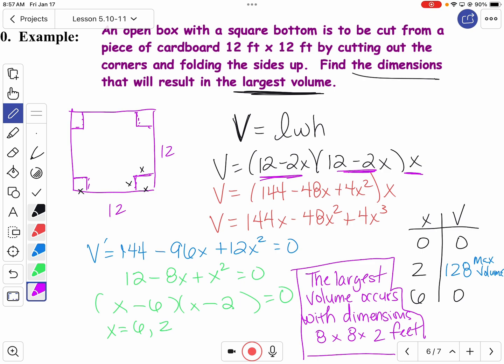What about those dimensions? I knew that my max happened when X was 2. So I went back and I plugged 2 into each piece of the volume formula, which were my dimensions: my length, my width, and my height.